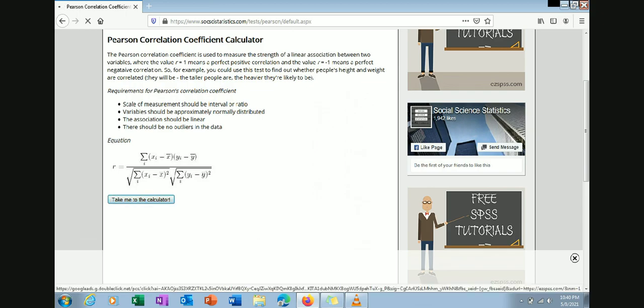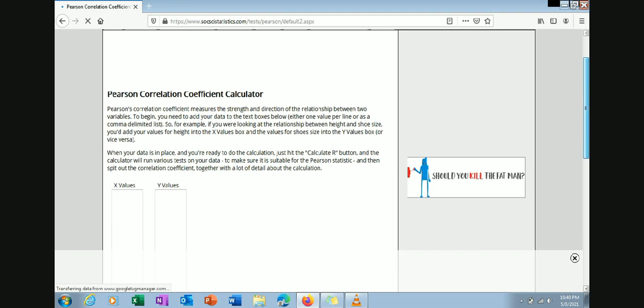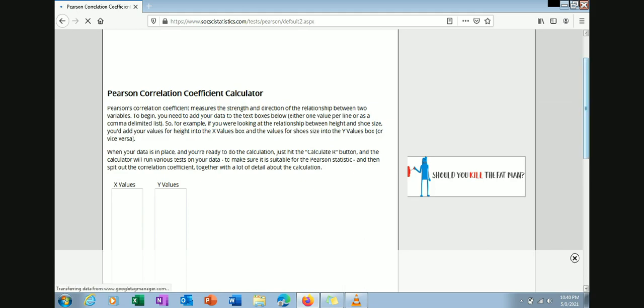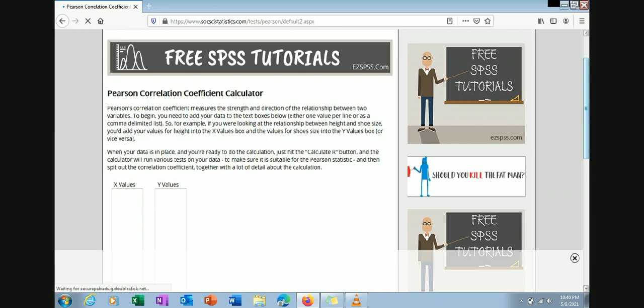Click lang po natin yun and hintayin po natin. So ayan po, Pearson correlation coefficient measures the strength. So, parang katulad na po ng sinabi kanina. Same lang po siya. We look at the relation between height and size. So, ayan, may example po siya dyan kung paano gamitin yung Pearson correlation coefficient.